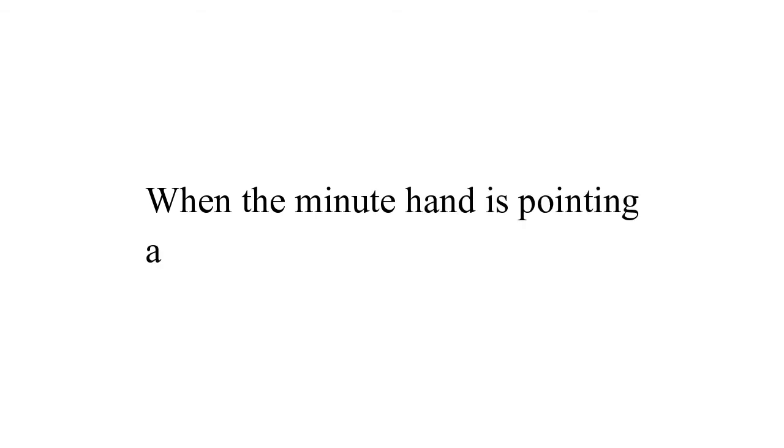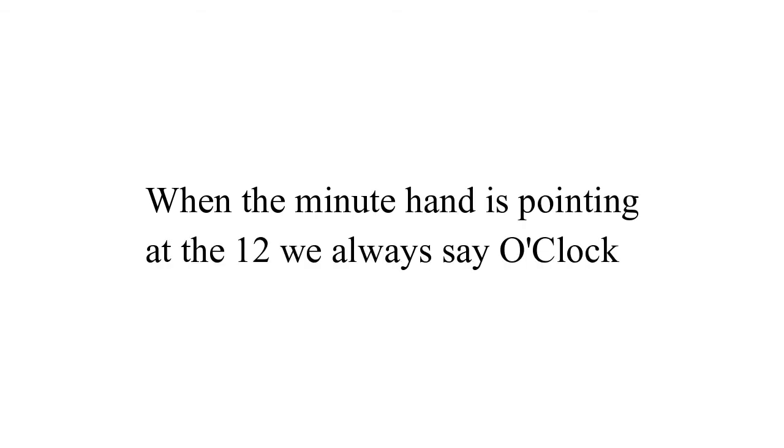What time does this clock say? Remember, when telling time, we always look at the hour hand first. So let's find out where the hour hand is pointing. It's pointing at 5, so it is 5 hours. And where's the minute hand pointing? It's pointing at 12, which means how many minutes? Yeah, 0 minutes. So what time is it? It is 5 o'clock. Remember, when the minute hand is pointing at the 12, we always say o'clock.